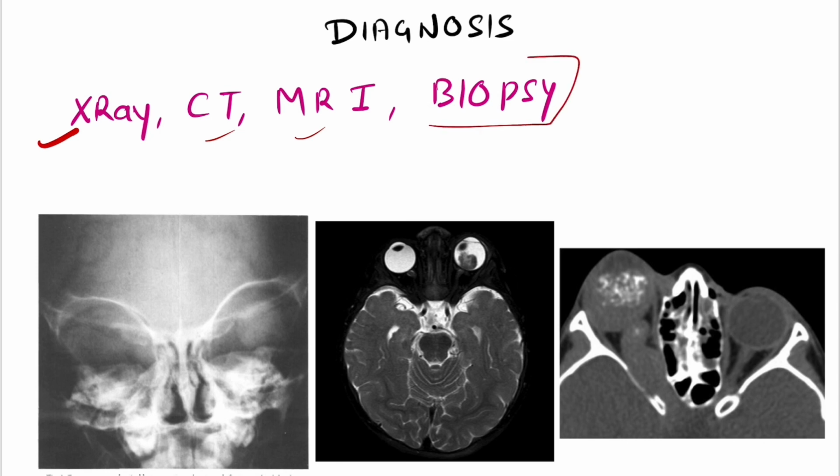But what is the gold standard thing you have to do? That is your biopsy. Without biopsy, we can never diagnose a cancer, and we can't tell what type of cells are there and which type of cancer this is. So biopsy would be your gold standard.